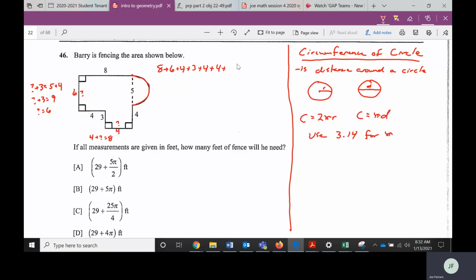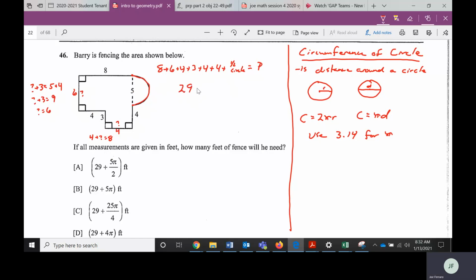We have a half circle. So that's key, that it's a half circle. That's going to give us our perimeter. All right, so now, first step, I'm going to take all these numbers and add them up. You can use your calculator, do it in your head, whatever is easiest. That's going to equal 29.